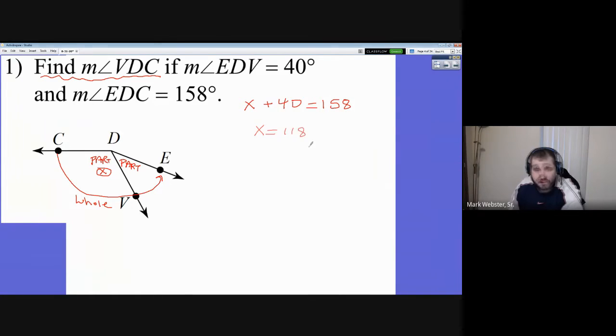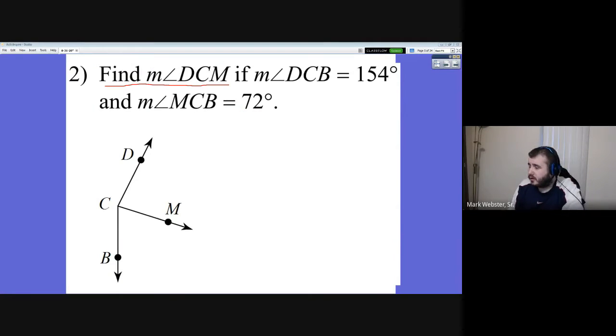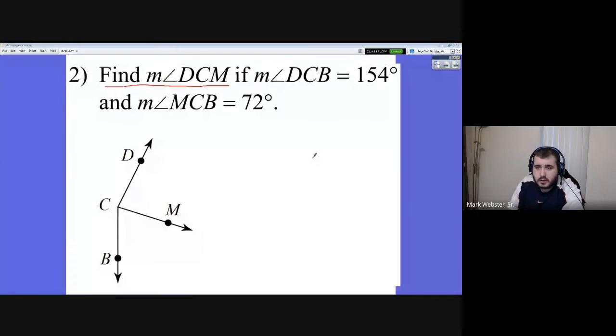What's the answer? And if you're not sure if you did it right, you can always take the two pieces, add them together, make sure that you get the whole thing. 118 plus 40, that had better add up to 158, right? 8 and 0, 1 and 4. And then bring down the 1. 158. So we know we did it right, yeah? All right, so is it 82? Let's see.